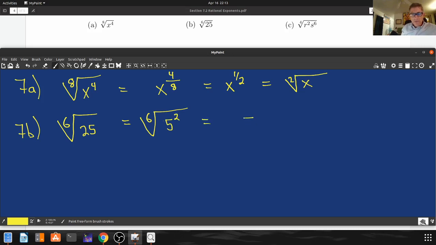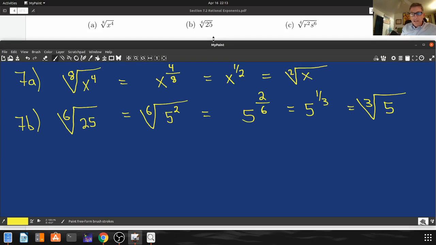So now remember, the index is my denominator, and the power under the radical is my numerator. So that's equal to 5, simplifying 2/6 to the 1/3. So that's the same thing as the cube root of 5. Now let's do the last one, C.